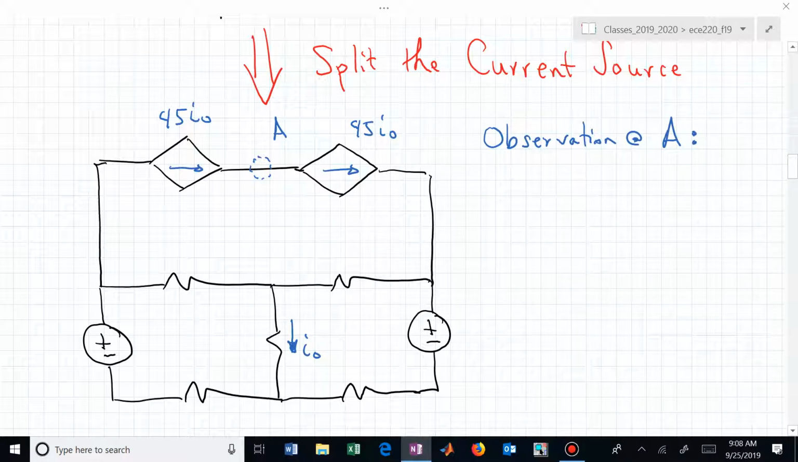If I now performed KCL at that node, do you see that I have 45I0 coming in and 45I0 going out? And that's what that dependent source is going to produce or yield. What would happen if I did that? Did I just mess everything up? Or what actually happened? Can I do this? Is this okay? Let's do KCL now at A.